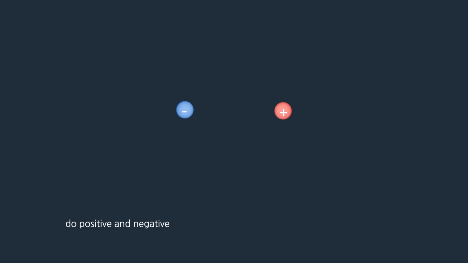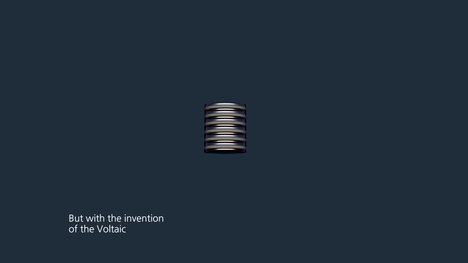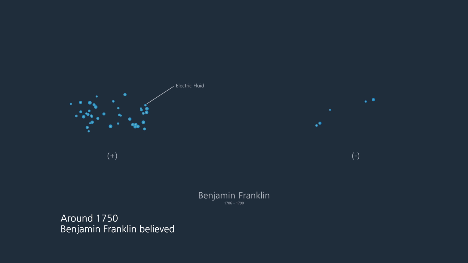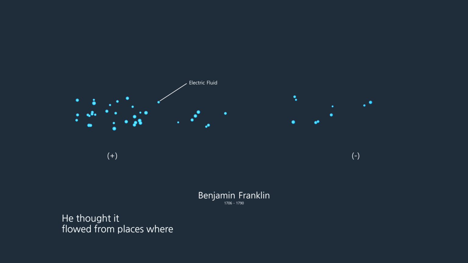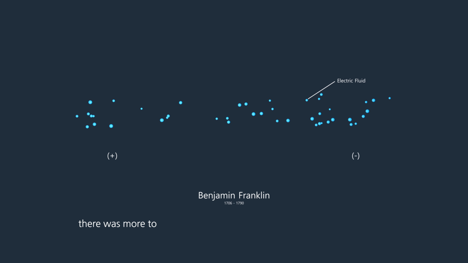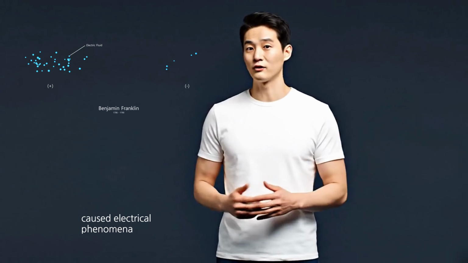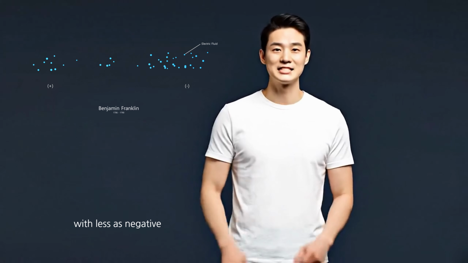But here's an interesting question. What do positive and negative actually mean in electricity? And who first introduced these terms? Humans have long known about lightning and static electricity. But with the invention of the Voltaic pile in 1800, electricity began to be used in earnest. Around 1750, Benjamin Franklin believed that electricity was a kind of fluid. He thought it flowed from places where there was more to places where there was less. In other words, if some flowing substance caused electrical phenomena, he defined places with more of it as positive and places with less as negative.